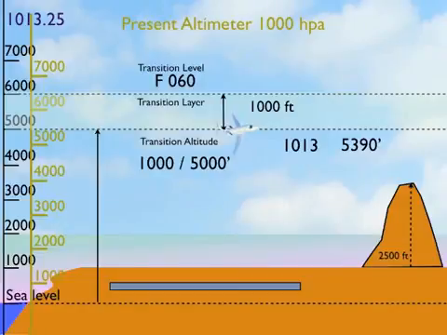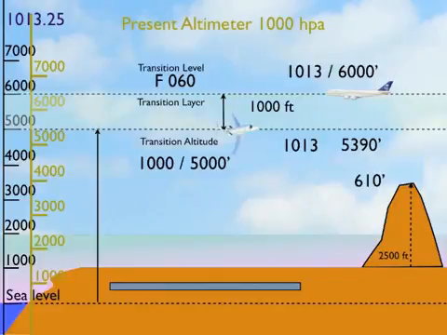5,390 feet. Another aircraft, maintaining flight level 60 on 1013, is in proximity. The separation between these aircraft is just about 610 feet, not 1,000. It is for this reason the transition layer is kept at 1500 feet when the QNH is less than 1013.